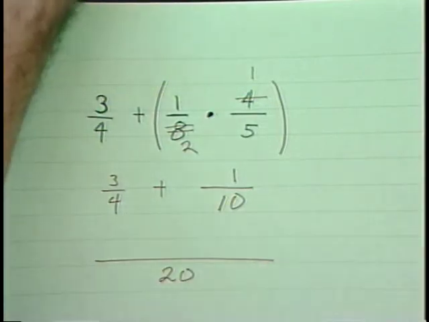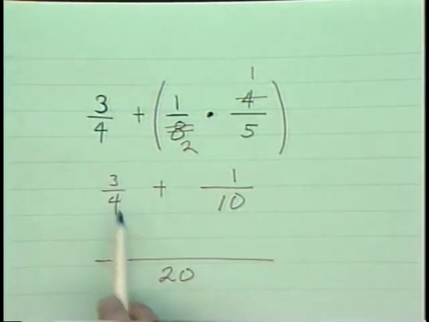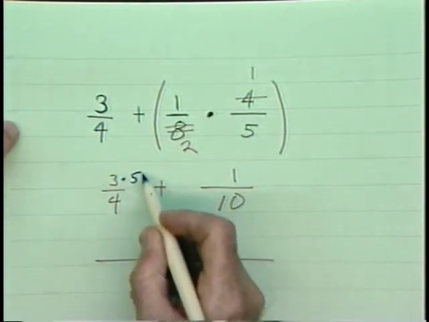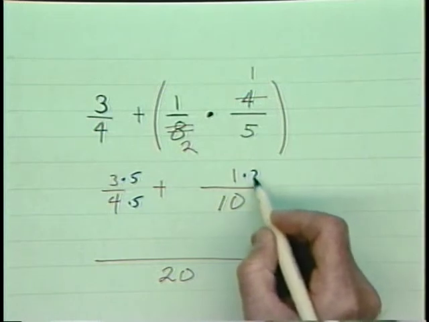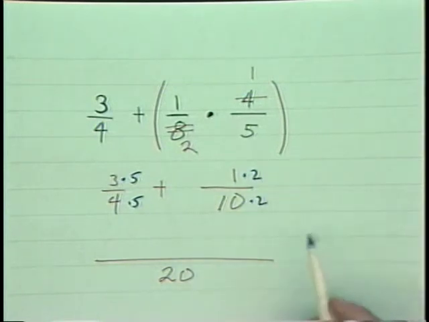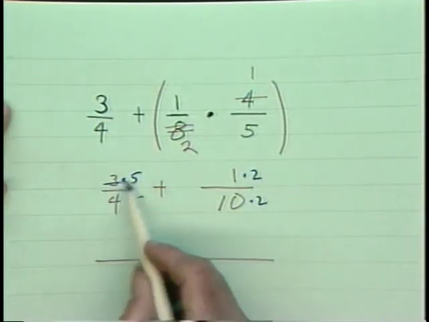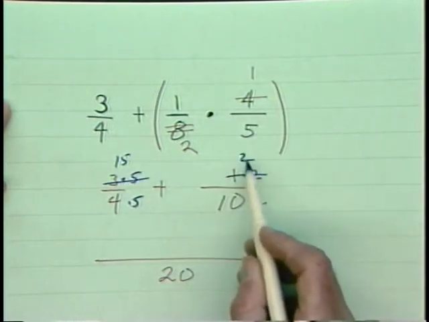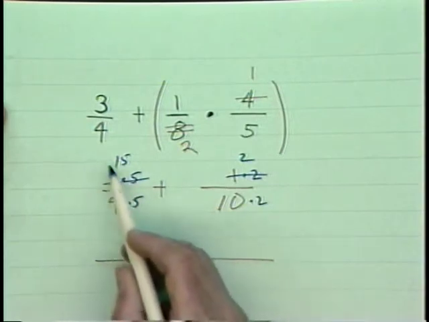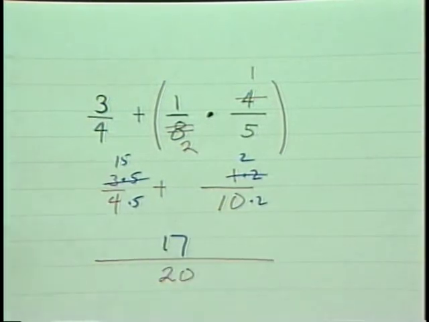20. We can see to build 4 into 20, I need a 5 top and bottom. To build 10 into 20, I need a 2 factor top and bottom, so that this becomes now 15 20ths, and this becomes 2 20ths, which added gives me 17 20ths.